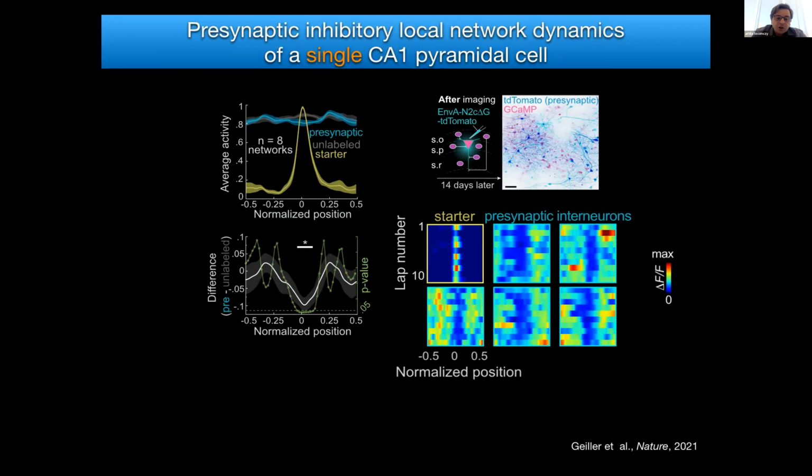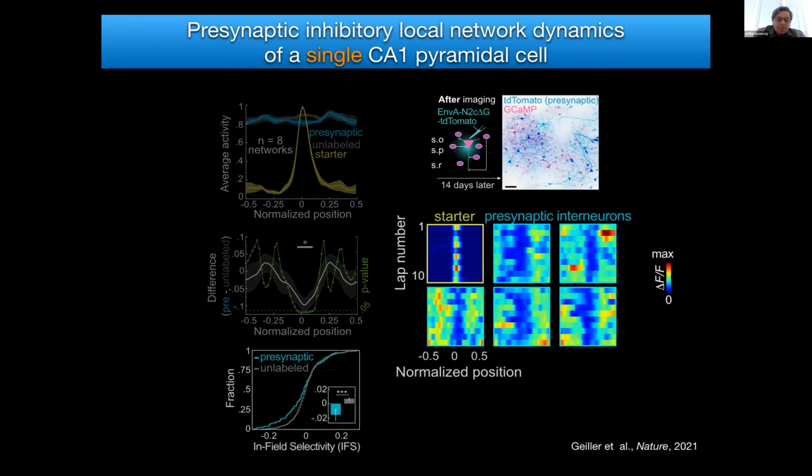And Tristan analyzed this relationship also using a metric called in-field selectivity, which reports whether the interneuron activity is higher within the place field of the pyramidal cell, inside versus outside. In this case, it would be closer to 1, or if the interneurons are less active inside of the place field than outside, it would be closer to negative values. And using this index, indeed, what we found is that the presynaptic interneuron population had a more negative in-field selectivity value compared to the unlabeled ensemble.